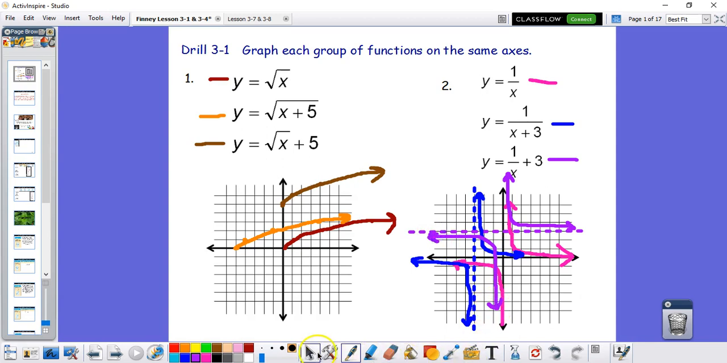Okay. Ta-da! And again, if I took this down, it's right on top of that pink one. So you can see what the grids are actually doing here.